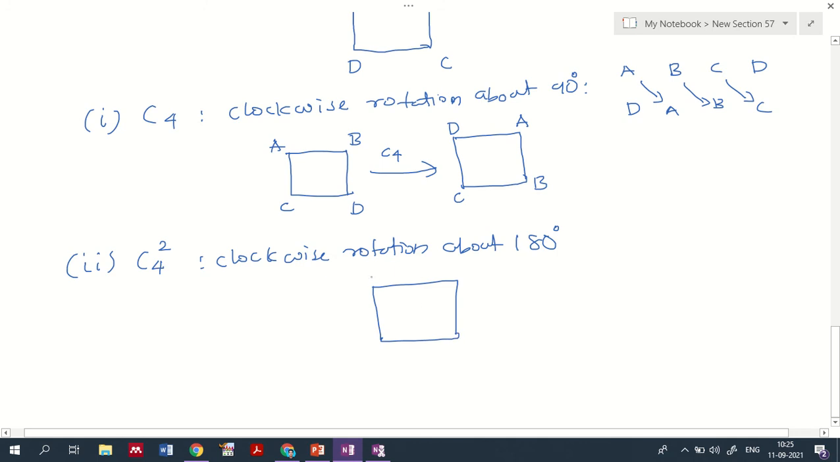So earlier our state is A B C D, that is the initial square position. Now when you have C4 squared rotation, it is a 180 degree clockwise rotation. So the resultant will be C D B A. Or rather you can say D A B C, which rotating again by 90 degrees gives the same. A B C D under C4 squared is rotated by 90 degrees twice, which is called a 180 degree rotation.